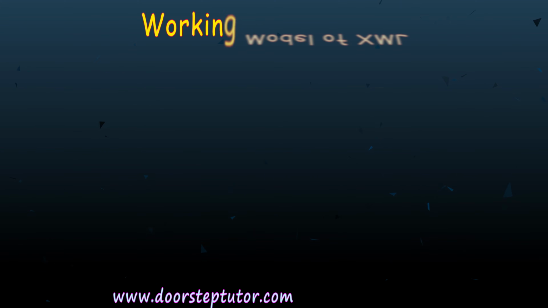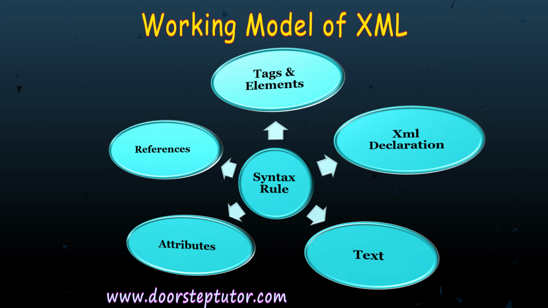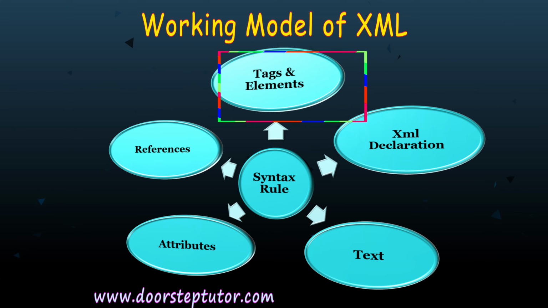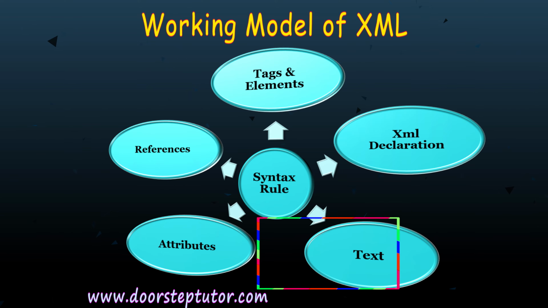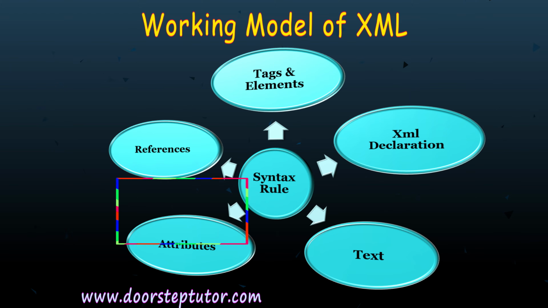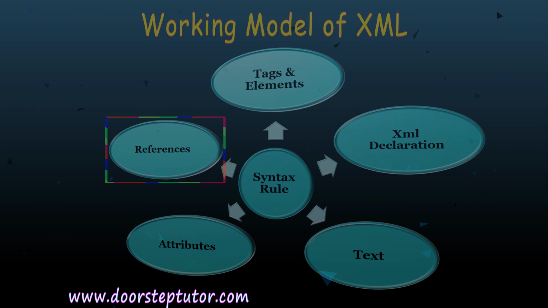Next is the working model of XML. Working model means the different things we need to remember and the procedure we need to learn. We must know about tags and elements, then about declaration, then text, then different attributes that can be used over here, then further about the references also. So this is the simple working model of XML. Let's move to the next slide.